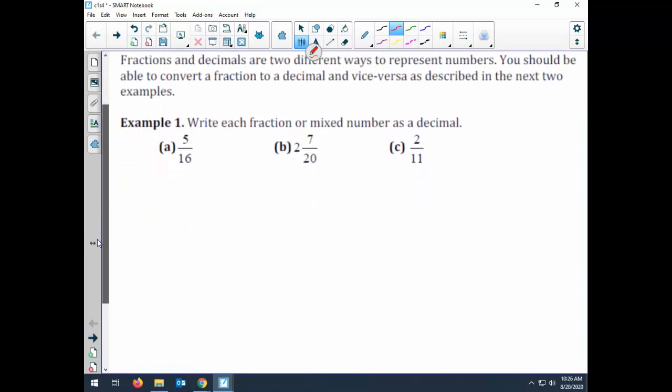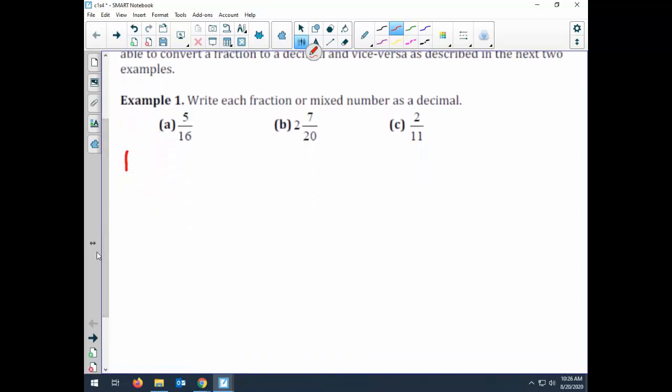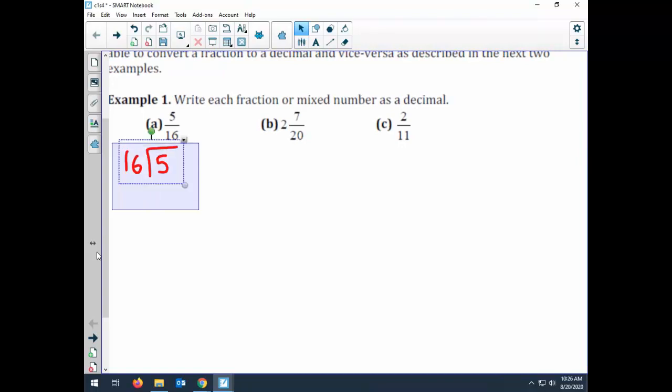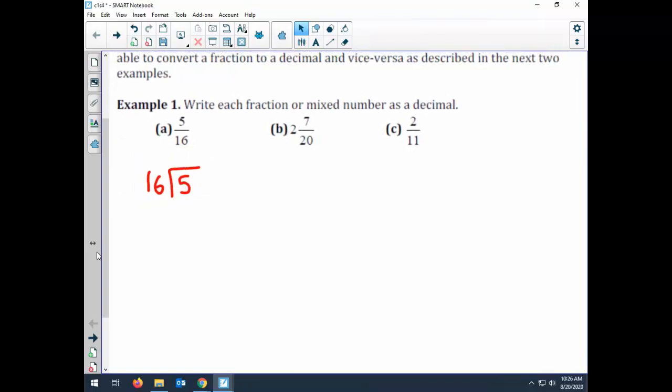Hello, so hopefully you guys remember that fractions and decimals both mean the same thing, and we can rewrite a fraction as a decimal and a decimal as a fraction. So one way we could go about this, if we have a fraction, is to use long division. It kind of takes a while, but it's not too bad.